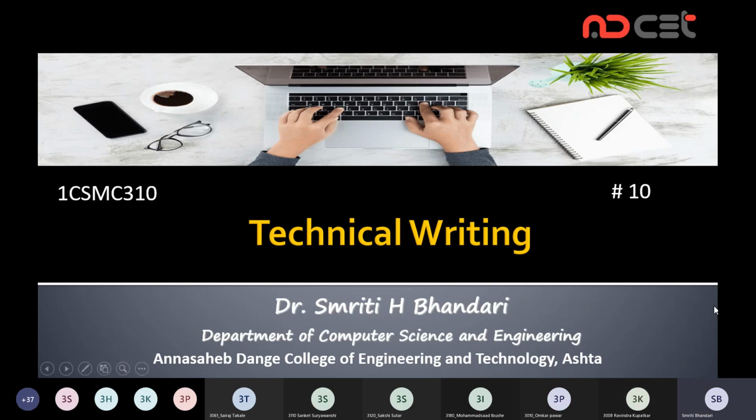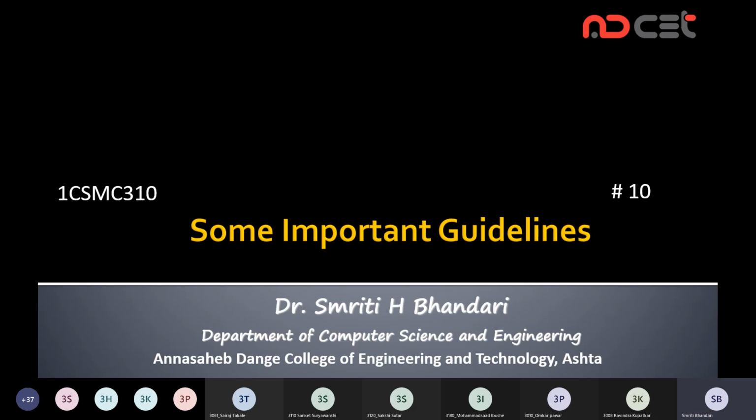Right. So in the last class, we were talking about a few guidelines that we should follow whenever we write any technical document. So if we are writing a proposal for a project or a project report or any other kind of technical document, a research paper or something like that, then a few of the important points we need to consider and follow. So we were discussing these important points.